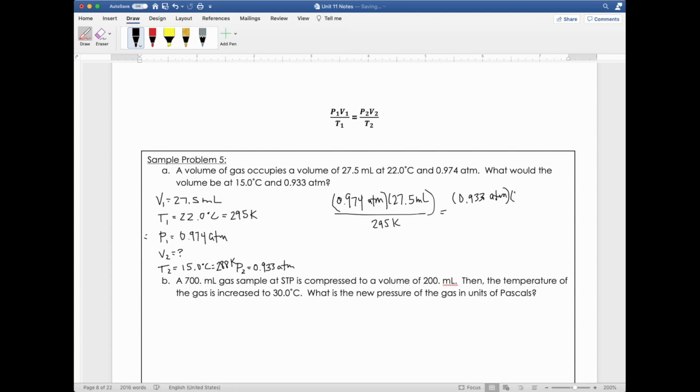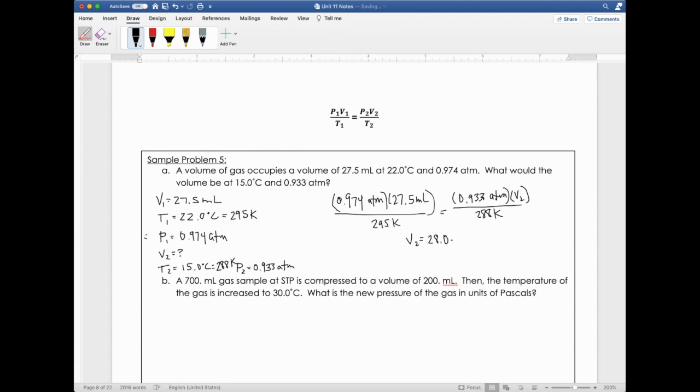I want to find the new volume at the slightly lower temperature of 288 Kelvin. Again, I think the hardest time students have with this is just plugging this into the calculator correctly. So if you don't get this answer, that's fine. Just double check yourself in the calculator or ask me a question. I'll be more than happy to help you type this correctly in there. But when you solve this correctly, you should get 28.0 milliliters.